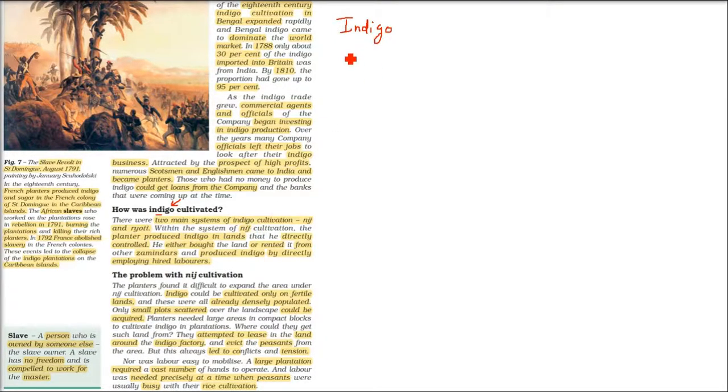So there are two types of indigo cultivation. The first one is Nij. Nij, you can relate it with Niji. Niji means own, self. The second is Rayati. In Hindi it's called Rayati, and in English you can say Ryoti.